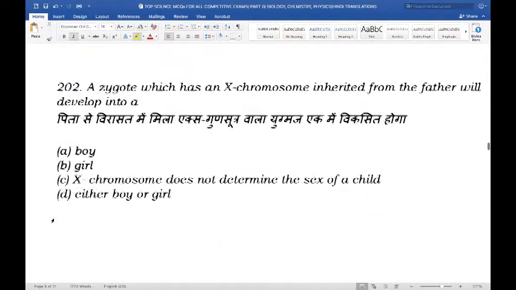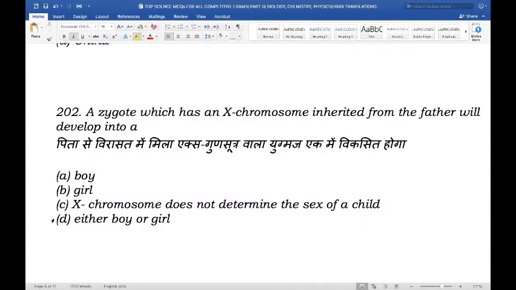Moving on to the next question. A zygote, which has an X chromosome inherited from father, will develop into, is it A, boy, B, girl, C, X chromosome does not determine the sex of a child, or D, either boy or girl? So the right answer here is B, girl.